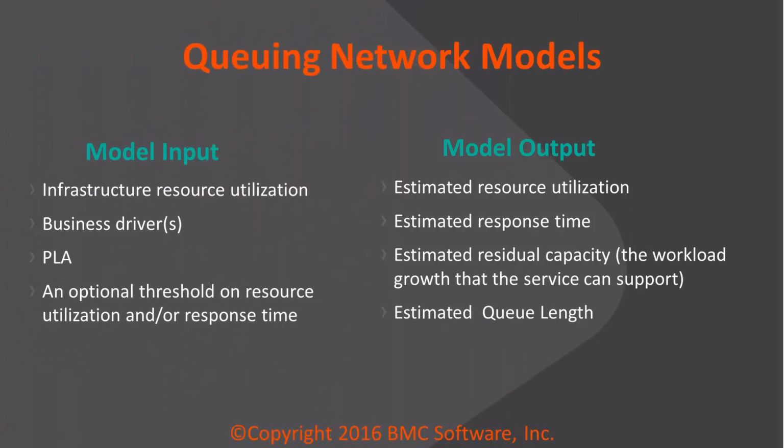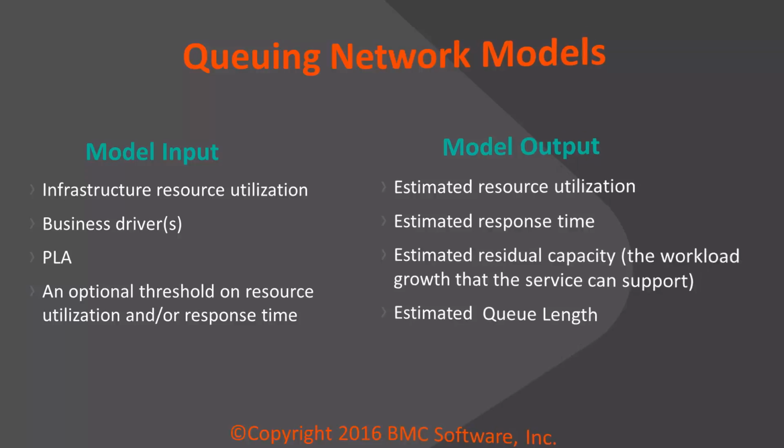So if you look at the inputs and outputs, the input to a Q network model is any one or more resource utilizations of the infrastructure, one or more business drivers that are impacting those resources, a correlation or performance versus load analysis of those two items together, and optionally you can add some type of threshold or resource utilization or response time. The output is going to give you the estimated resource utilization, response time, residual capacity, as well as queue lengths.